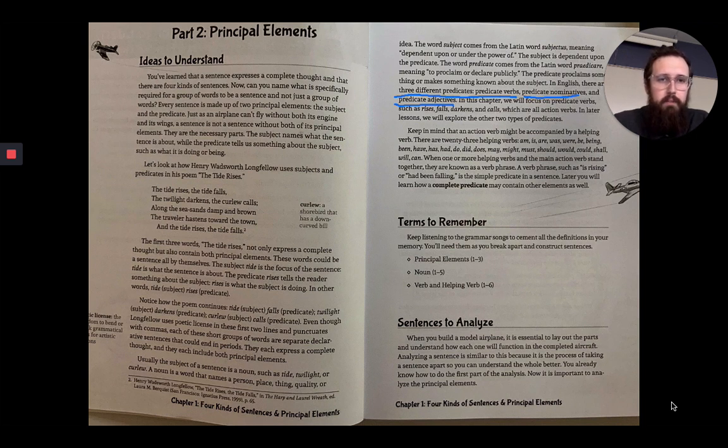When one or more helping verbs and the main action verb stand together, they are known as a verb phrase. A verb phrase, such as is rising or had been falling, is a simple predicate in a sentence. Later, you will learn how a complete predicate may contain other elements as well. So, I will have some songs and things for you guys to try to sing along to, and there are chants for you to practice remembering all these. So, listen to the grammar songs: principal elements, noun, and verb and helping verb.